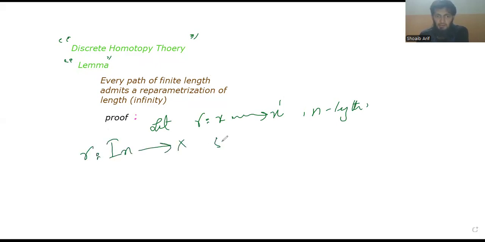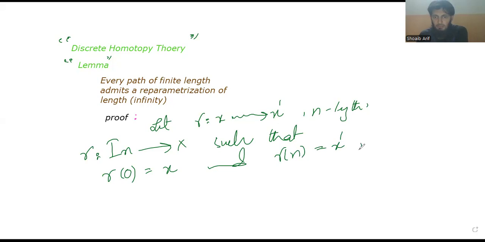So today we will see a lemma. Every path of finite length admits a reparametrization of length infinity. Okay, so let's prove it. Let gamma be a path from x to x prime whose length is n. An n-length path is a map. What type of map? Gamma is a map from I_n to X such that gamma of 0 is equal to x and gamma of n is equal to x prime.